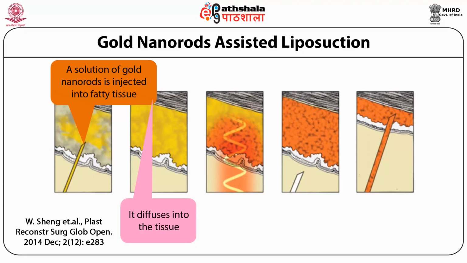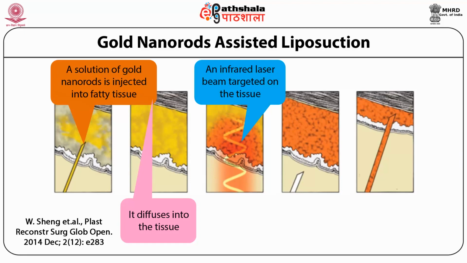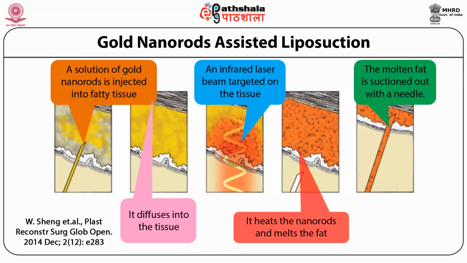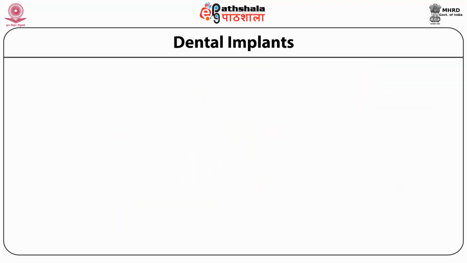picture. In the third picture, it is shown that the infrared laser beam is targeted on the tissue treated with the nanorods. The nanorods, being made of metal, heat up and cause melting of the fat. The molten fat is finally suctioned out with the help of a needle, as shown in the last picture. So the nanorods have assisted in removal of unwanted fatty tissues without any need for open surgery.